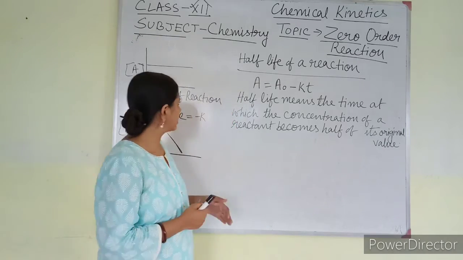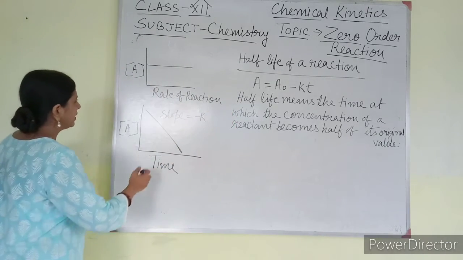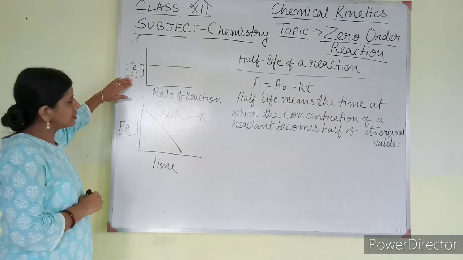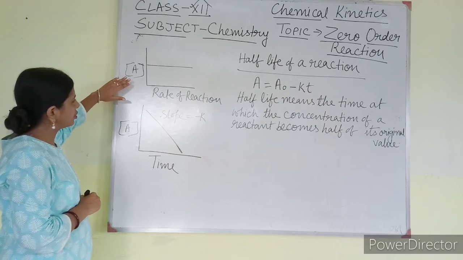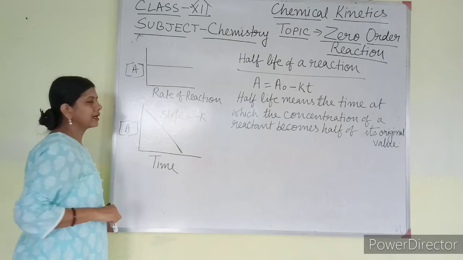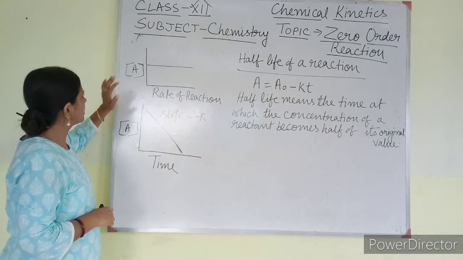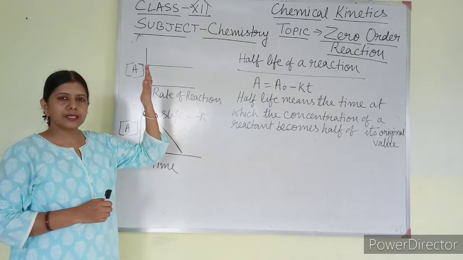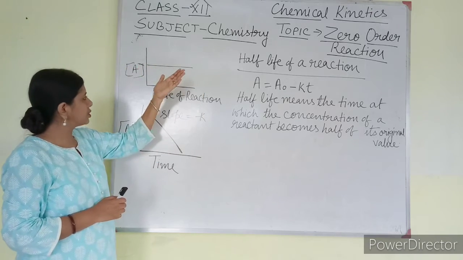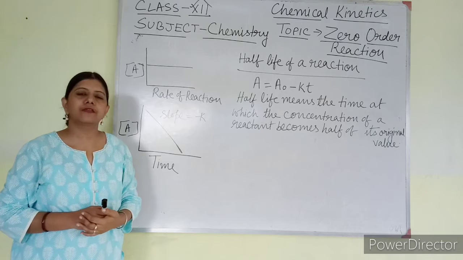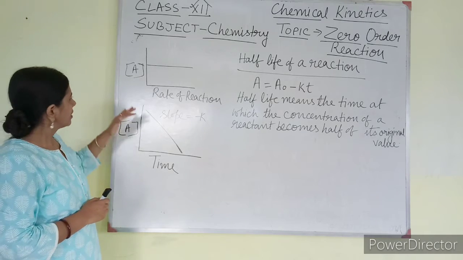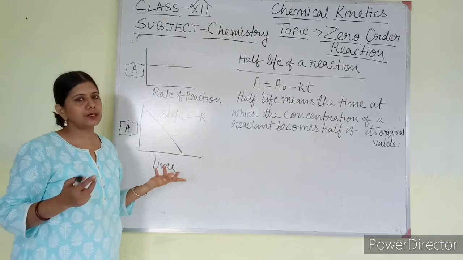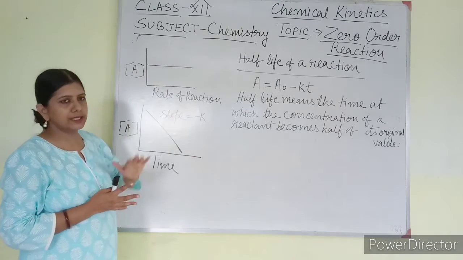Now zero order reaction means I have drawn a graph here. If I draw rate of the reaction against concentration of the reactant, I will get a straight line. Why? Because the rate doesn't depend upon the concentration of the reactant. Whatever the concentration changes, it doesn't have any effect on the rate of the reaction. Concentration increasing, nothing will happen. Concentration decreasing, nothing will happen. So it will be like this.